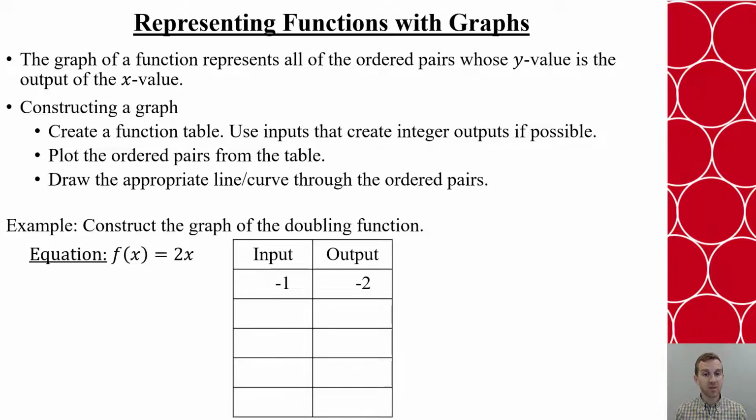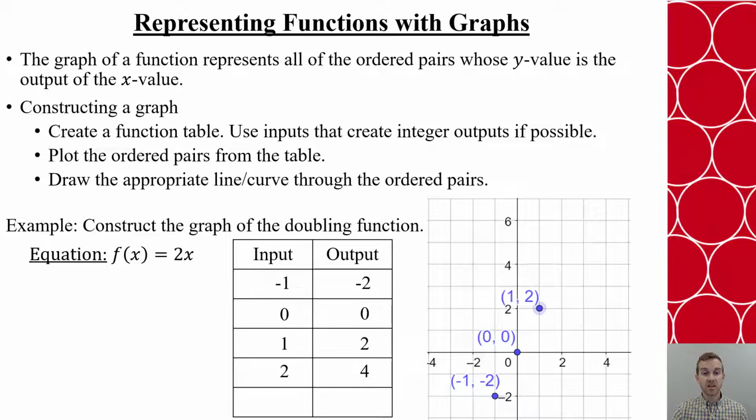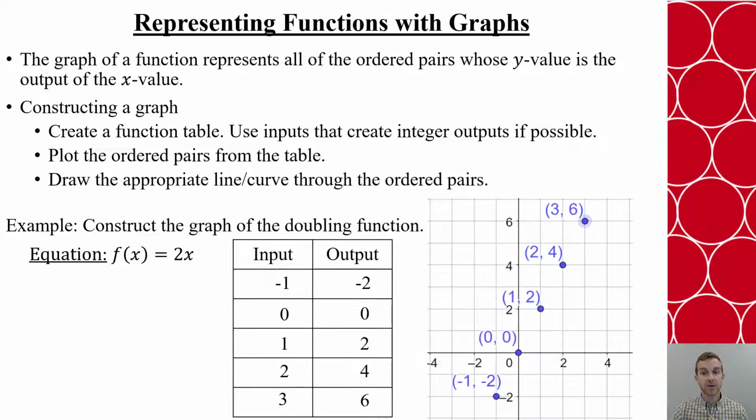So say we use -1. That will create an output of -2. So that gives me the ordered pair -1, -2. Then I could use 0, and that would create the ordered pair 0, 0. If I did 1, that would create the ordered pair 1, 2. If I did 2, that creates the ordered pair 2, 4. And 3 would create the ordered pair 3, 6.